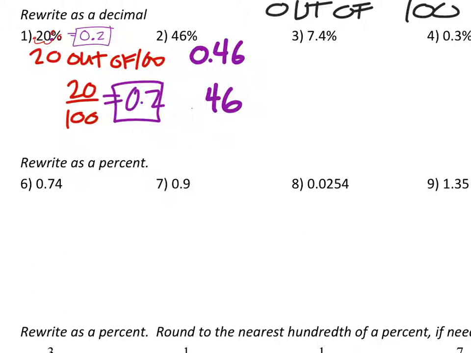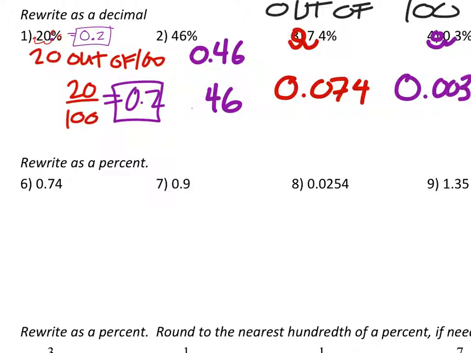What about number 3? Very good, yeah. If we move this decimal over twice, we need a 0 there as a placeholder, a place value holder. So, yeah, 0.074 there. And what about number 4? Same idea. We'll move it over twice. We need a 0 for the place holding. 0.003. Yeah, that's a decimal right there.